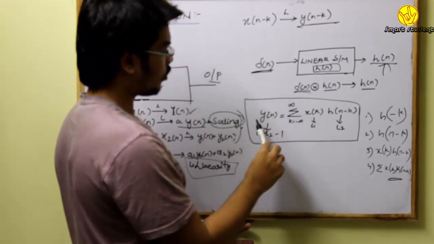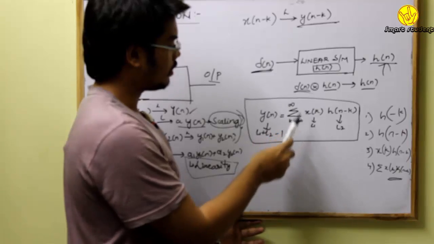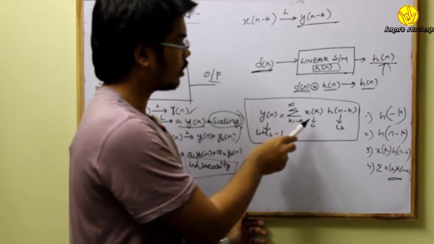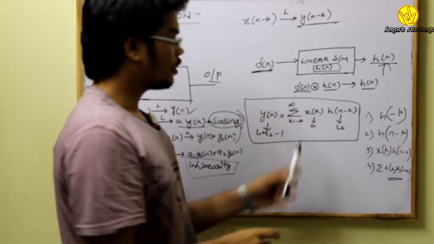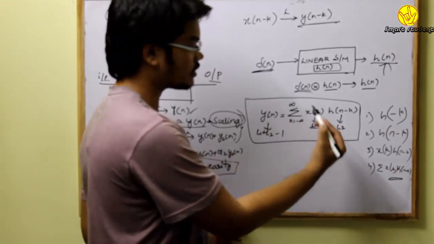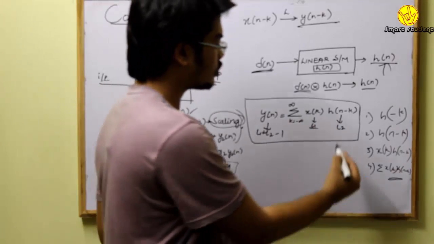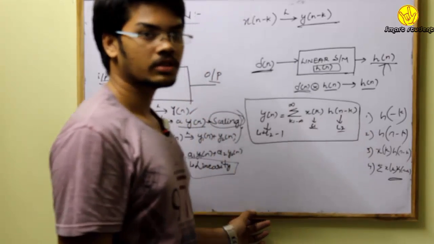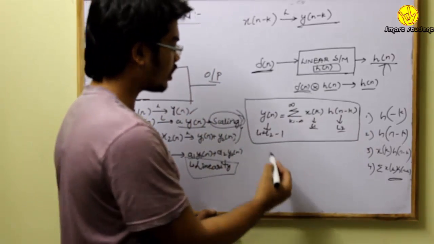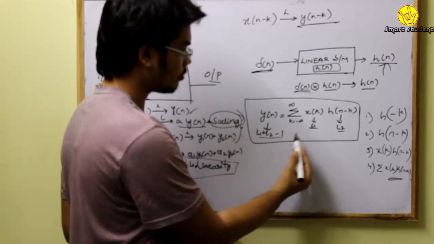So the main formula is y of n equal to the sum over k from minus infinity to infinity of x of k into h of n minus k. If the input sequence x of k contains L1 number of terms and the sequence h of k contains L2 number of terms, then in the output the total number of terms will be L1 plus L2 minus 1.